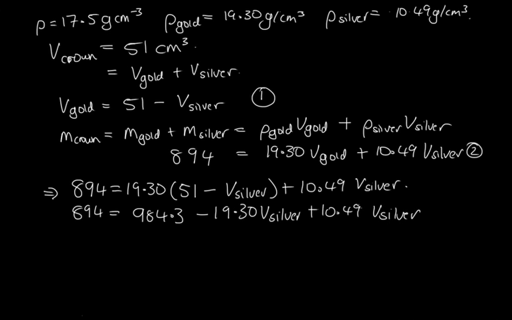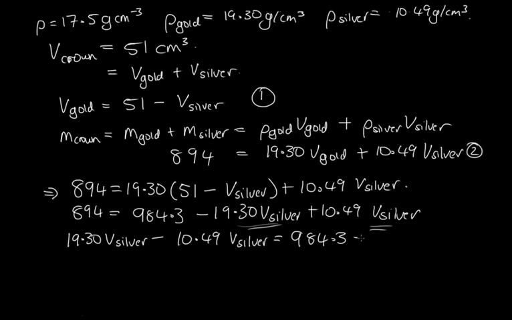Now we're going to need to do some algebra to rearrange this. We'll move the two terms with the volume of silver over to the left-hand side and move all the terms with just numbers over to the right-hand side. So we've got 19.30 times the volume of silver minus 10.49 times the volume of silver is equal to 984.3 minus 894. And so we can take the volume of silver out as a common factor here. And what we end up with on this side is 8.81 times the volume of silver is equal to 90.3.